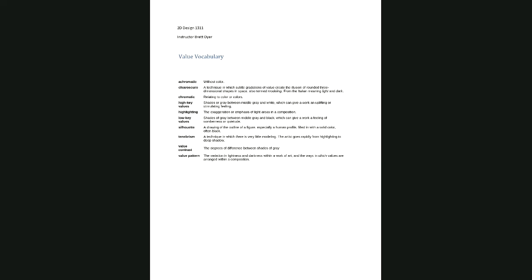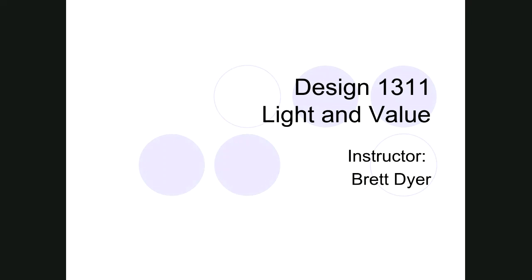Okay, so you have the vocabulary, and then this is the PowerPoint. We're going to go through this together. In this, we're going to talk about light and value and how it can play several different roles in a work of art, just like we talked about with line and shape.